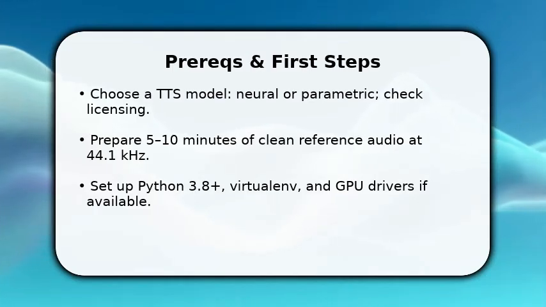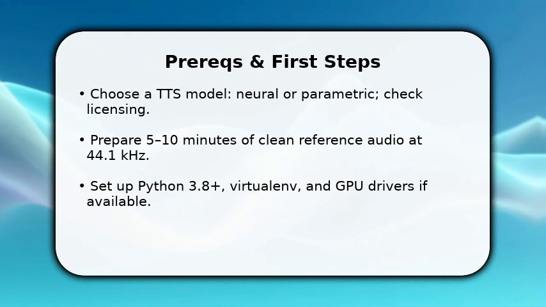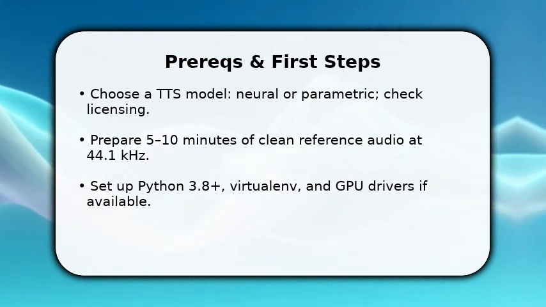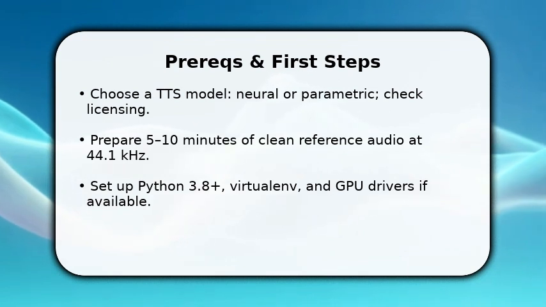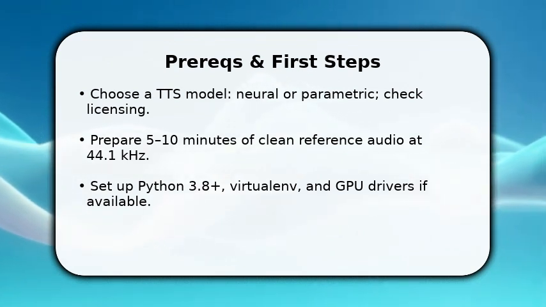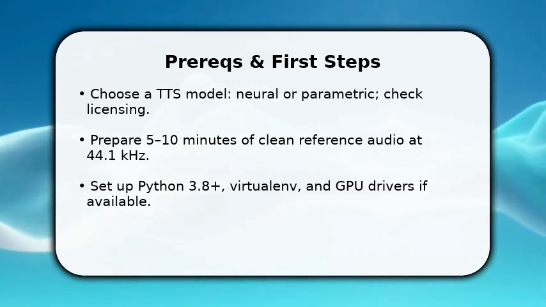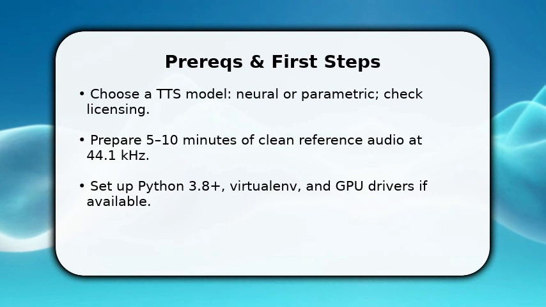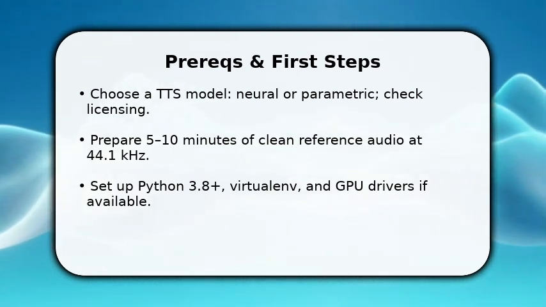You start by picking the right TTS model for narration. Choose a neural model for natural tone or a smaller parametric model for speed. Once chosen, collect 5 to 10 minutes of clean reference audio recorded at 44.1 kHz and label sections by style. Then make sure your workstation has Python 3.8+, a virtual environment, and GPU drivers installed if you plan to train or fine-tune. This saves hours later.